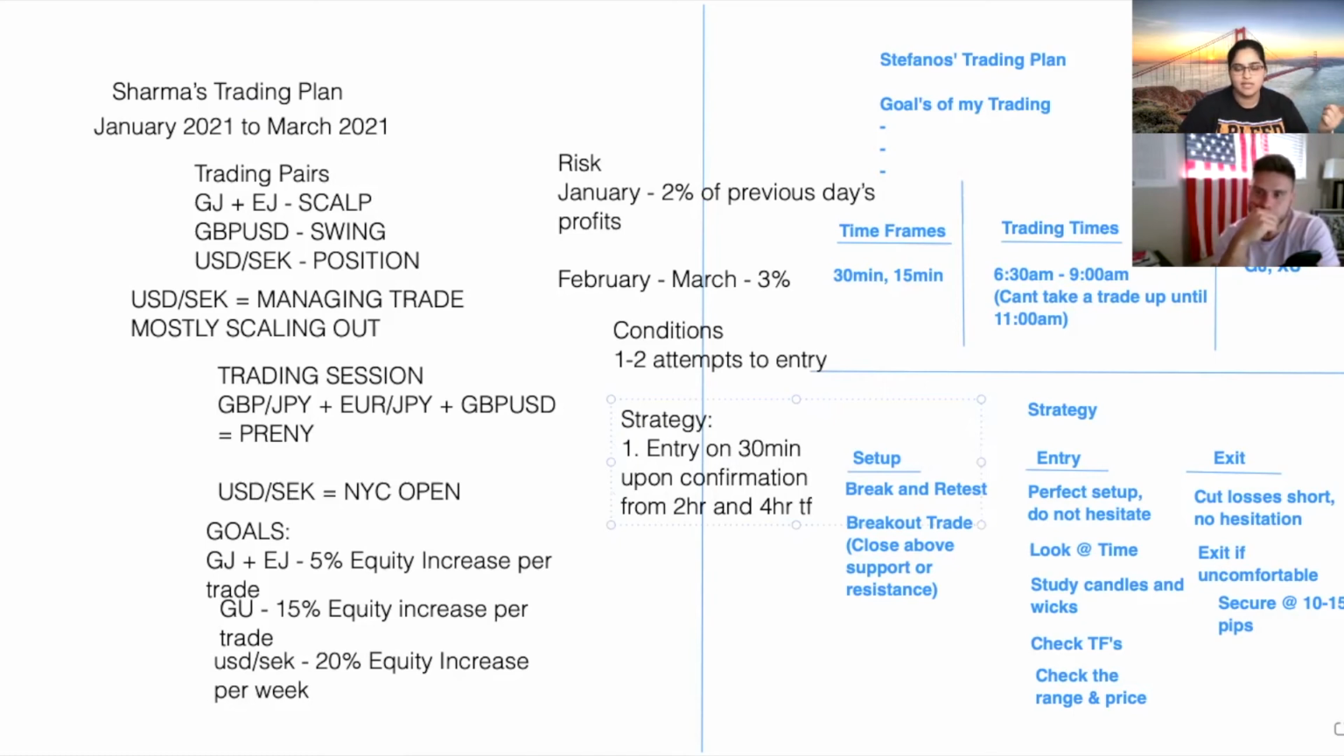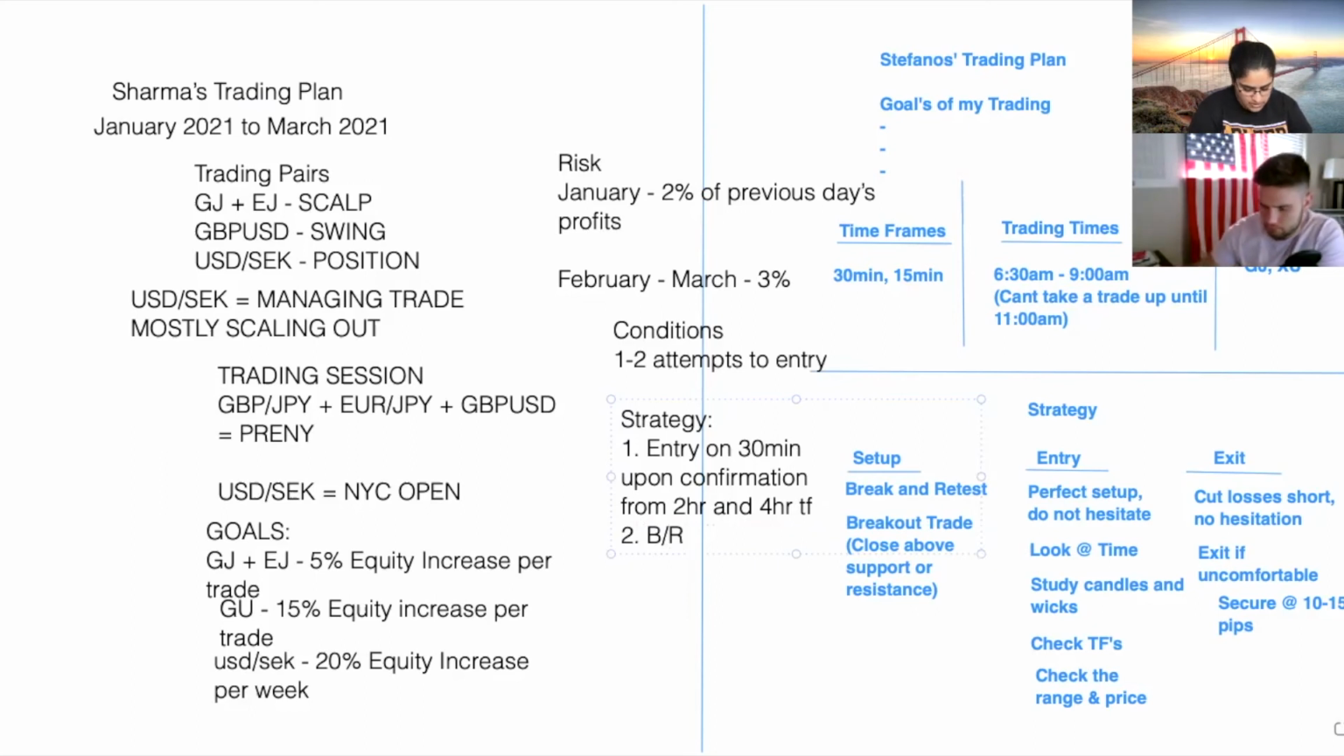If on the 30-minute I'm looking for a buy opportunity, but the 4-hour is still bearish and the 2-hour is still bearish and projecting some resistance, then I don't have a trade opportunity. My time frames are not aligned. I need to wait until they're aligned and then take the opportunity. And this is where the majority of the patience comes in too. Yep. And then this is the break and retest.